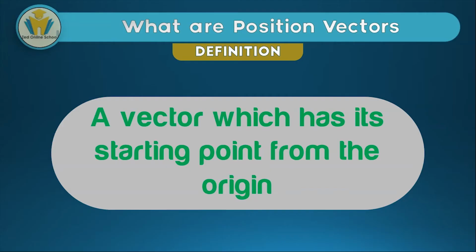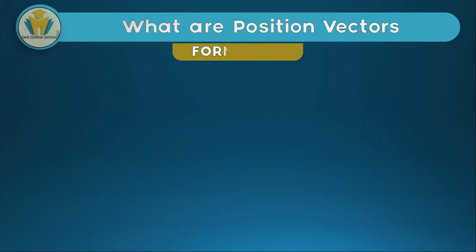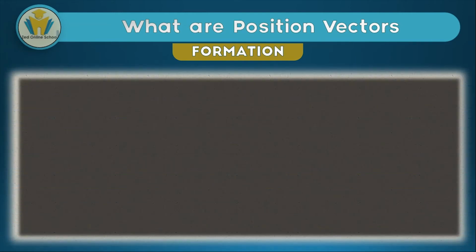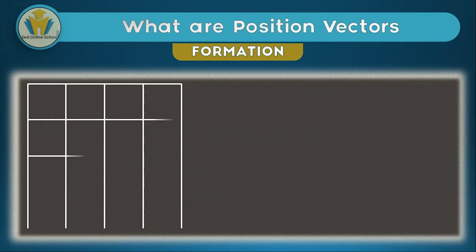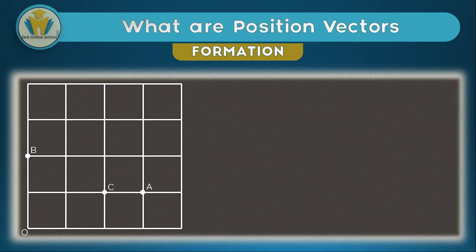These are vectors which have their starting point from the origin. So basically, they will start with O and then have another letter. Formation of position vectors is just the same as column vectors. If we had a grid here and we are told on this grid there are some points which are position vectors, let's say we had A, B, and C, we could find the position vectors for A, for B, and C.